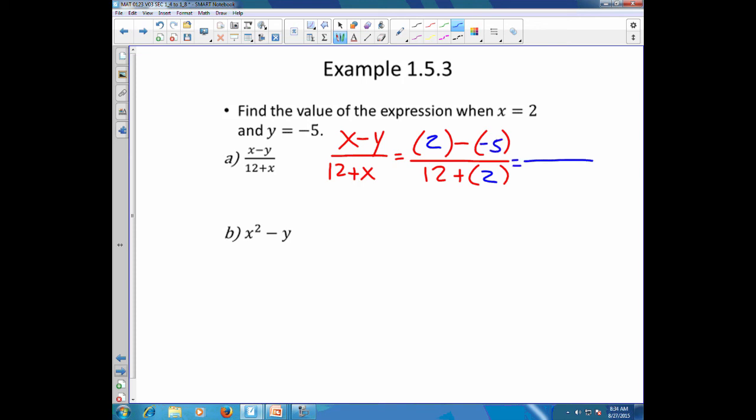So it's easy to see here on the bottom, we just have 14, 12 plus 2. And now on the top, we have 2 minus negative 5. Well, minus negative 5, that's the opposite of the opposite, what we talked about in the last section, and it's just going to make that a plus sign. And so now we get 2 plus 5, which is just 7. And we can reduce this fraction. They're both divisible by 7. 7 divided by 7 is 1. 14 divided by 7 is 2. And so the answer would just be 1/2.